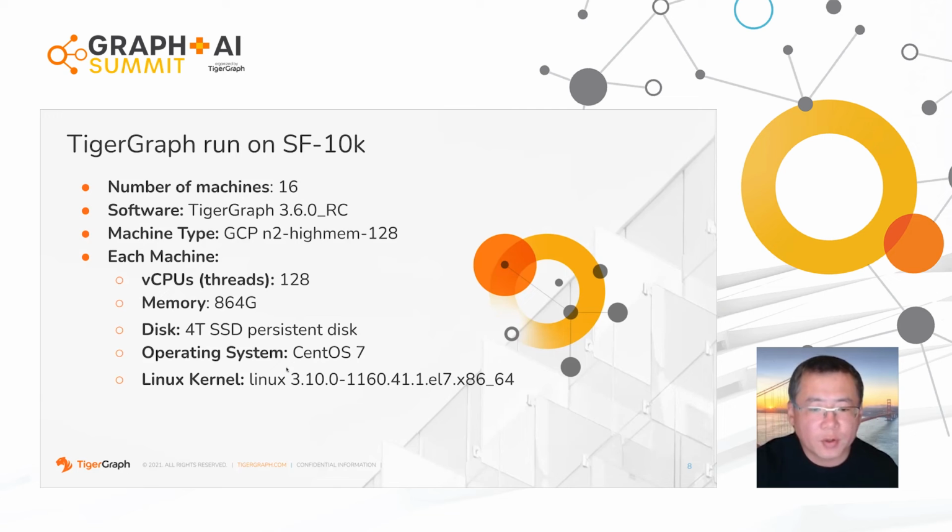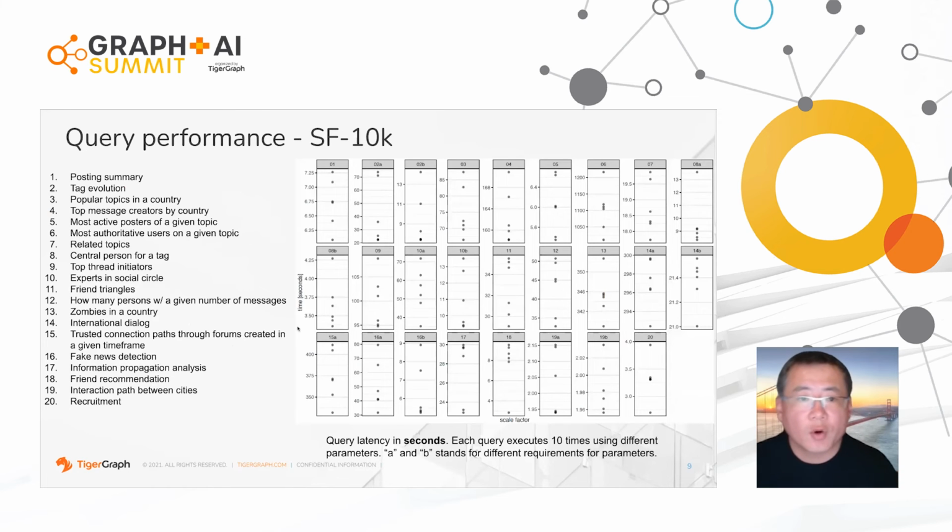The operating system we used is CentOS 7, and here is the Linux kernel version. With these 16 machines, we ran the complete benchmark following the benchmark driver specification strictly. I'm going to present the results in subsequent slides. So here is the query performance of TigerGraph 3.6 release candidate at scale factor 10,000.